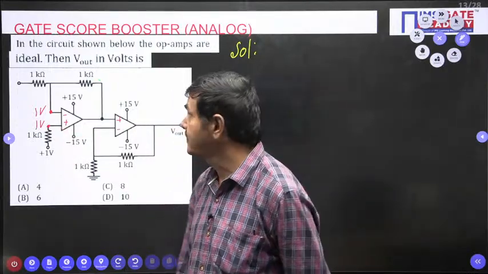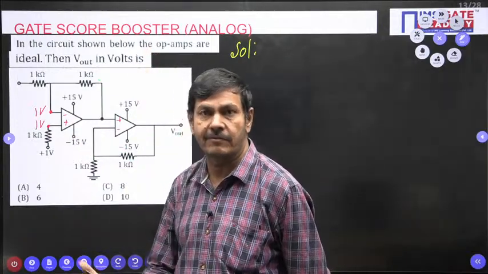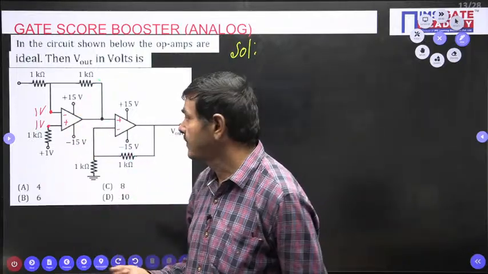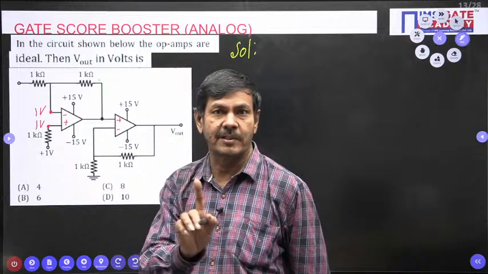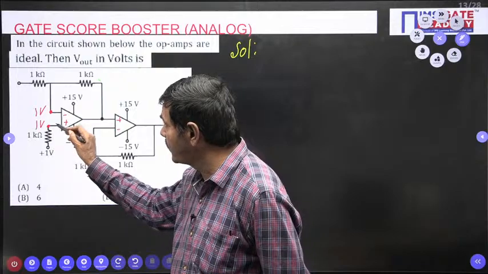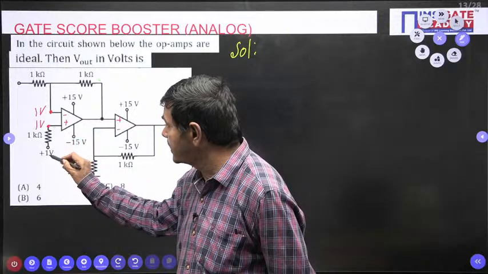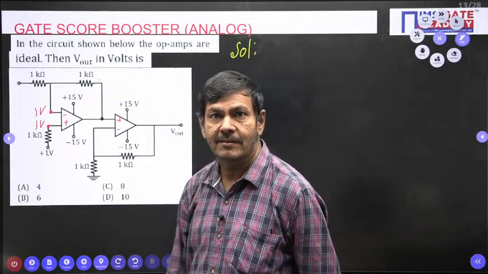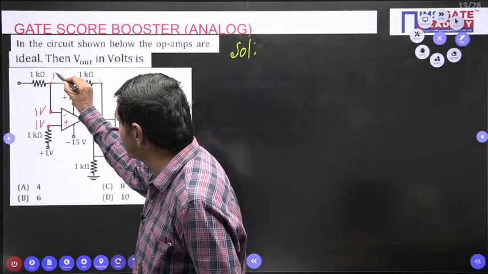The reason is that an ideal op-amp has very high, infinite input impedance. Input impedance of an operational amplifier is infinite for the ideal case. When the input impedance is infinite, the current passing through the 1 kilo ohm is 0. 0 amperes of current is going to flow through the 1 kilo ohm. The reason is the input impedance is very high. Current is 0, so the same 1 voltage I can find here. There is no drop across the 1 kilo ohm. This is a 1 voltage, this is a 1 voltage, even this voltage is the same 1 voltage.